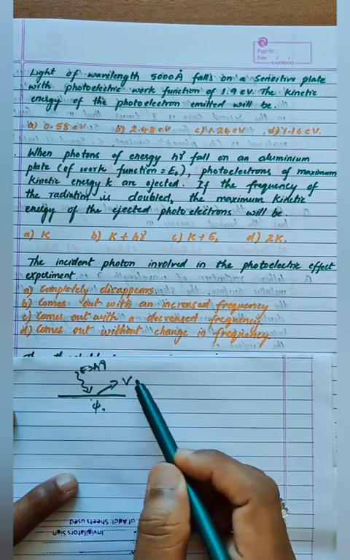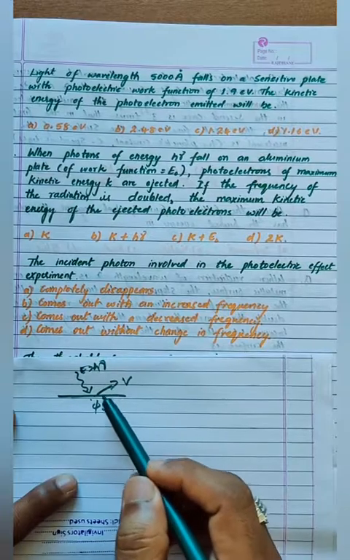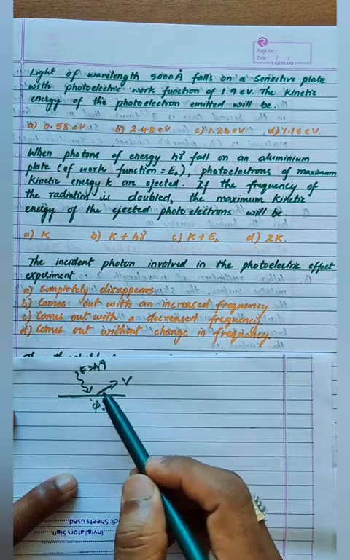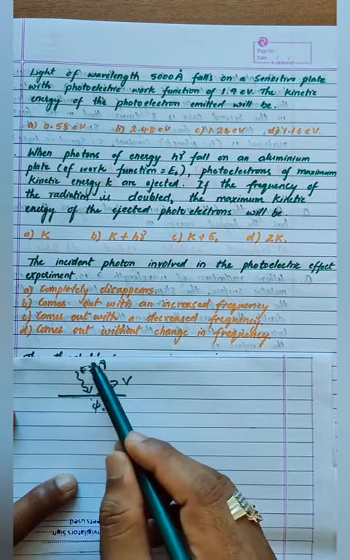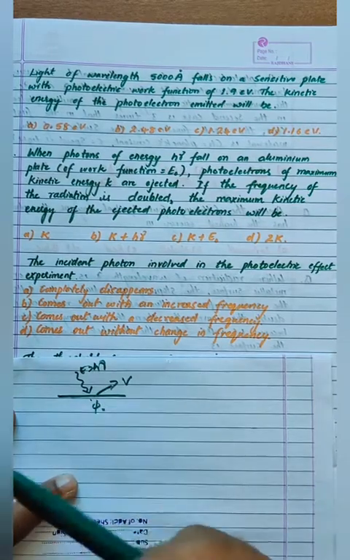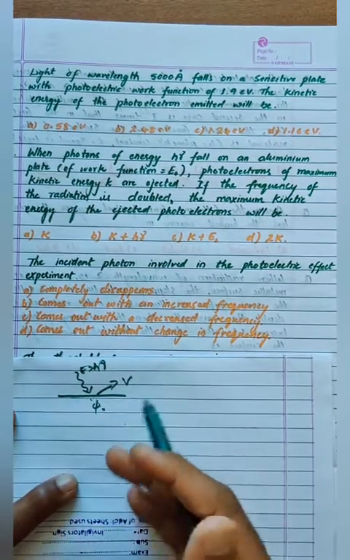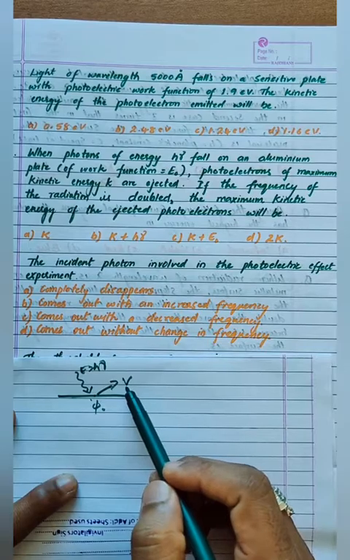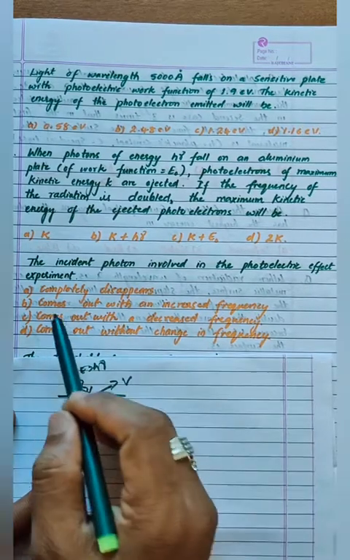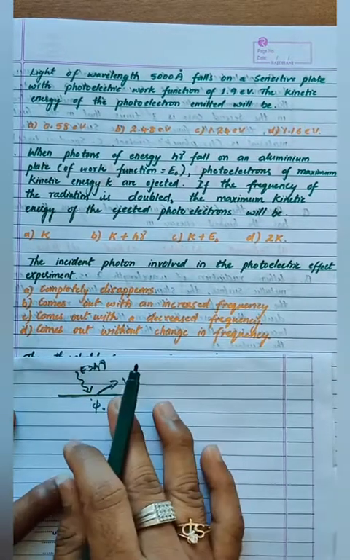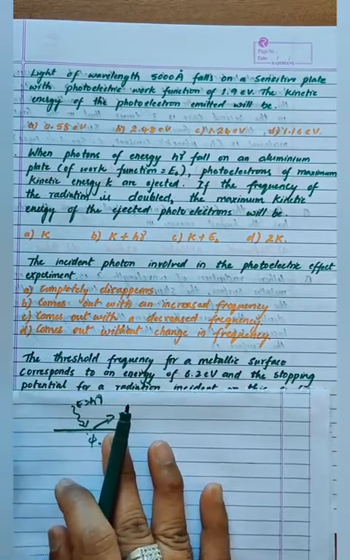Photon is not coming out because it is not a reflection, but rather it is ejecting the electron. So the photon destroys itself to remove the electron. Got it? So completely disappear is the right answer. Okay, we'll go to the next question.